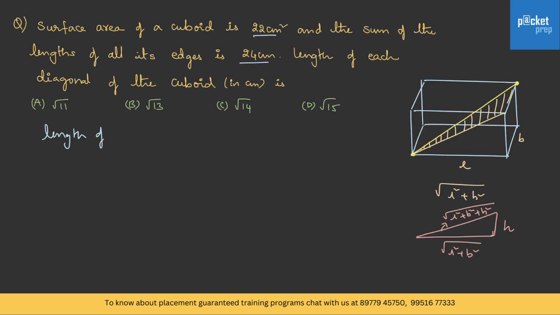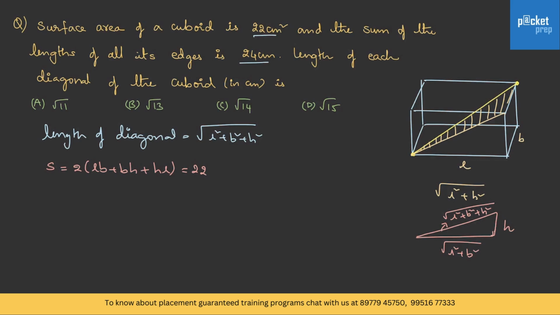So I can write length of diagonal is root L square plus B square plus h square. This is what we need to find. Let me also write the given data. They said the surface area is 22 centimeter square. Therefore, S is 2 times of LB plus BH plus HL. This is 22. And they said that if you calculate the sum of all the edges, it is 24.